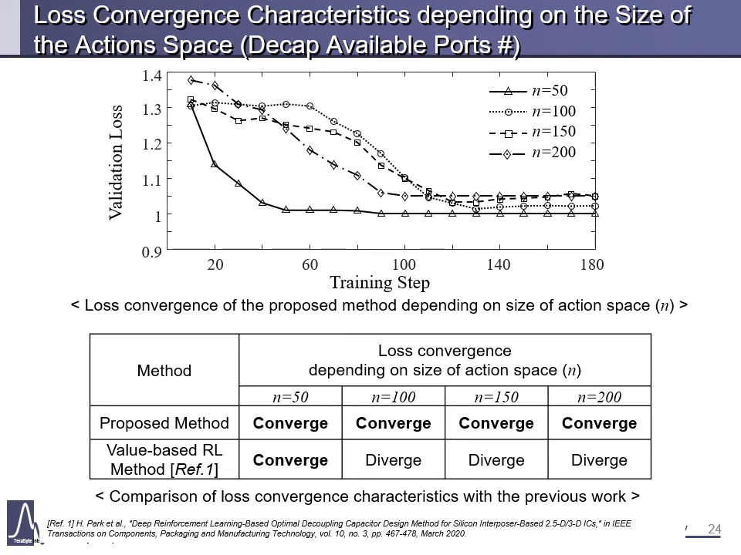Finally, we compare the convergence characteristics depending on the size of the action space with the previous work. The upper figure shows the loss convergence of the proposed method depending on the action space size. As you can see, all the cases converged well. And the lower table shows the comparison results with the previous value-based deep Q-learning method with CNN value approximator. In the case of the previous work, it only converged when action space n equals 50, but larger cases diverged. Therefore, we validate that the proposed method achieves 4 times larger action space, which leads to 10 to the 45 to 46 order of significant increase in terms of search space coverage.